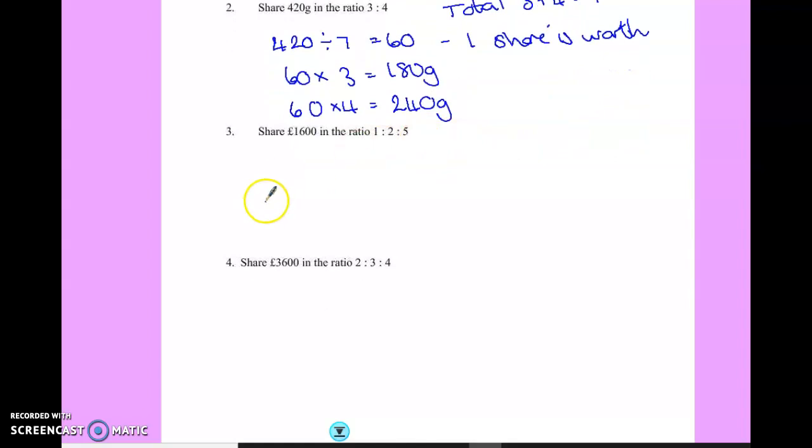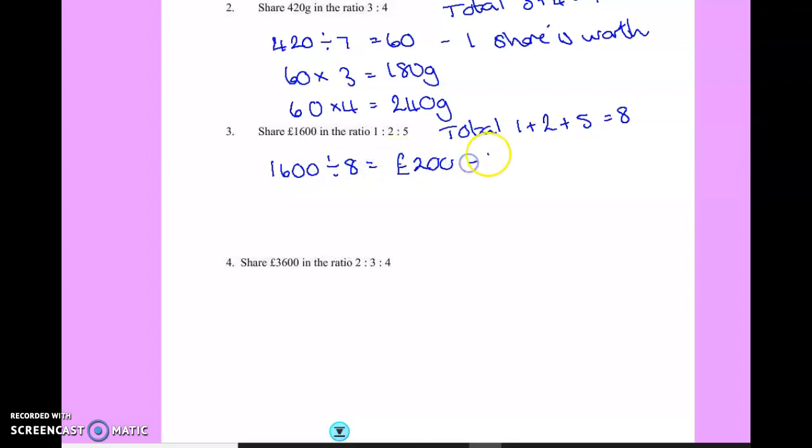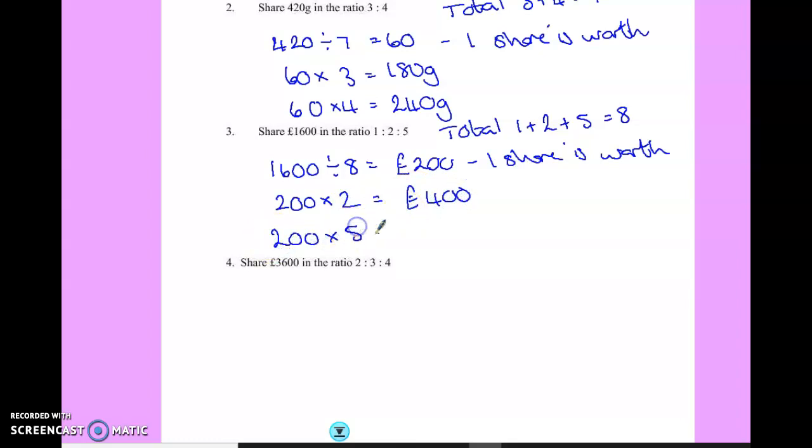Number 3, we're sharing £1,600 in the ratio 1 to 2 to 5. We'll start again by finding the total. So 1 add 2 add 5 is 8. So 1,600 divided by 8 is £200. Again, that's what one share is worth. So then my 1 is just going to be the 200, times by 2, the next one is going to be 400. And the last one would be 1,000.